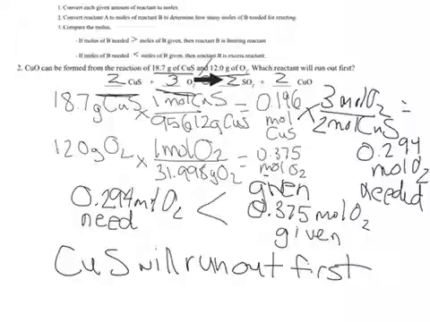That is because when we compared how much copper sulfide we had and we converted it to moles of O2, we needed fewer moles of O2 to react with all of our copper sulfide than we were given of our O2 in the very beginning. All right, that's it.